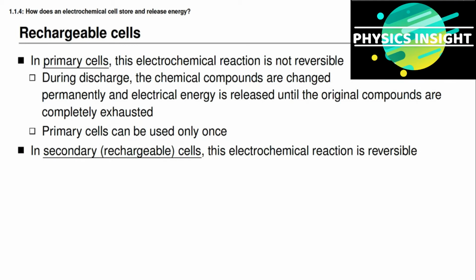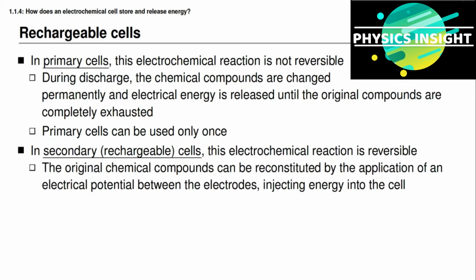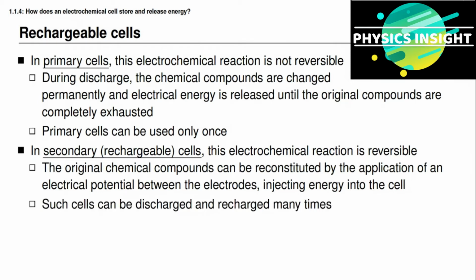Secondary or rechargeable battery cells, on the other hand, are special in the sense that their chemical reaction has been designed or chosen in such a way that it is completely reversible. The original chemical compounds that changed when we discharge the battery cells can actually be reconstituted in their original form by the application of an external potential between the electrodes that injects energy into the cell. Ideally, these secondary battery cells can be discharged and recharged an infinite number of times, but we know from our own personal experience that this is not the case. So we ask, why? What is happening?